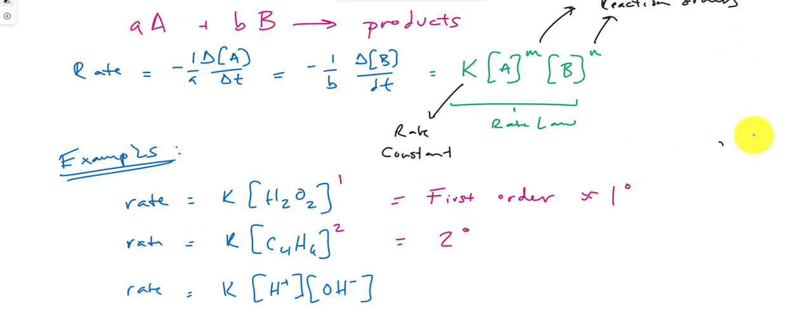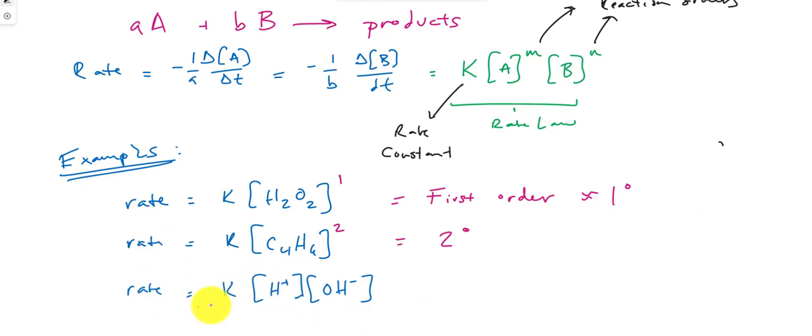A second example is the reaction here. Rate is equal to k times the concentration of C4H6. It's not important that we know what the actual balanced reaction is. We just have the experimental rate law. But we can see that it's now raised to a power of 2, which means that this is a second order reaction. What does that mean in experimental space? It means that as we double the concentration of this, we are quadrupling the rate, because of that exponential relationship.